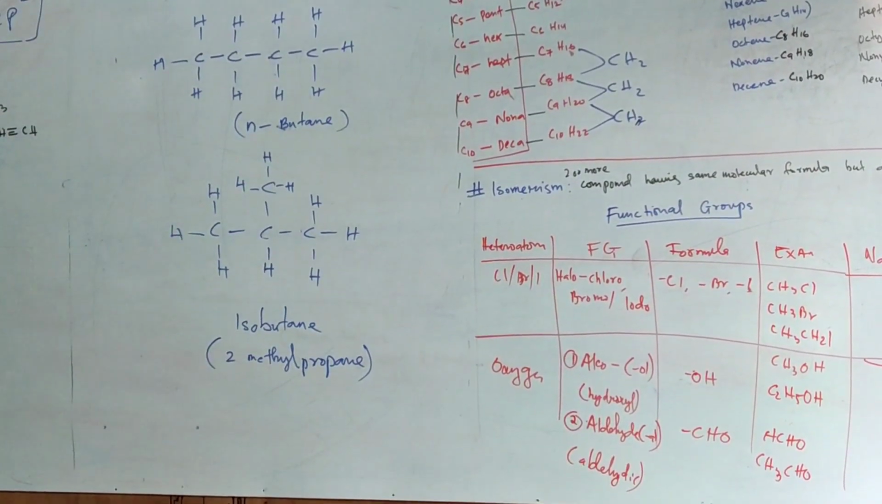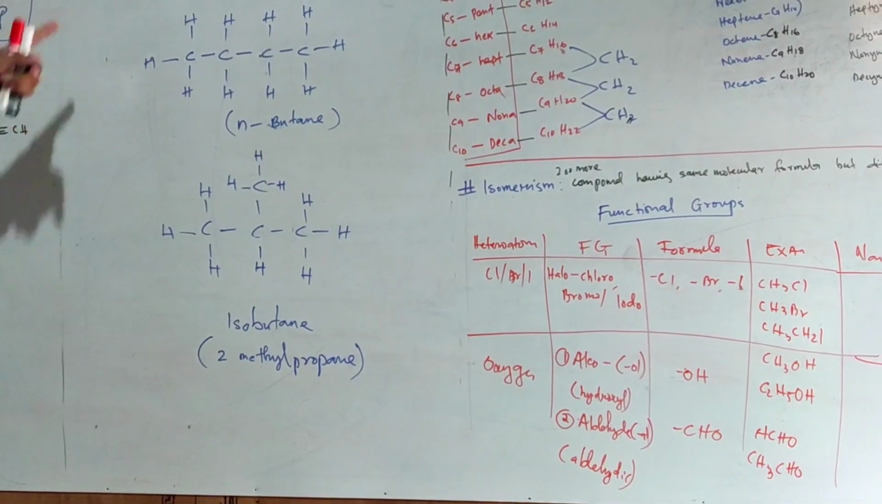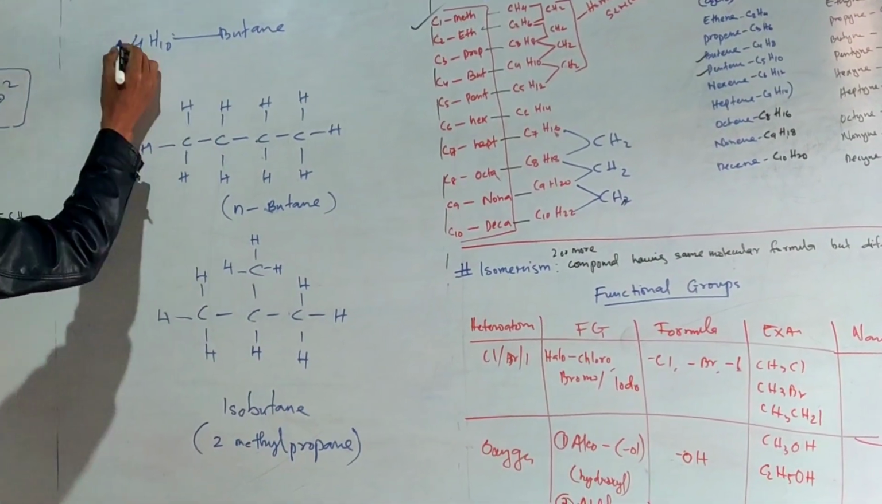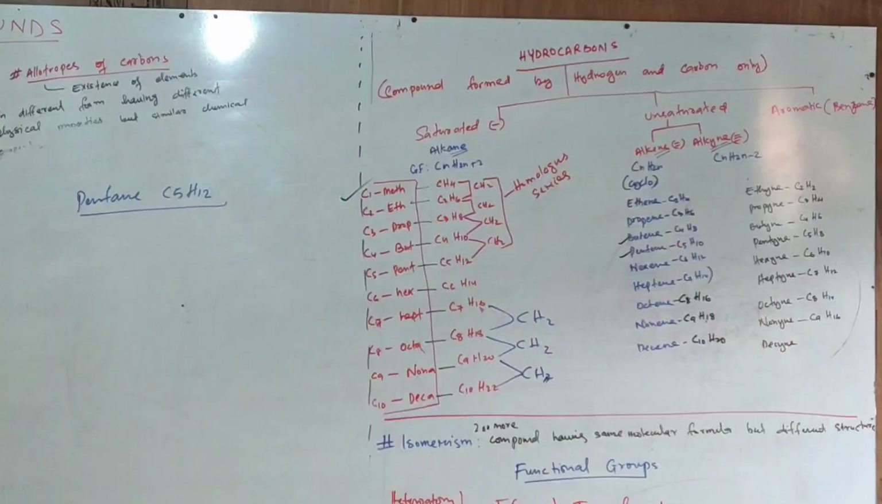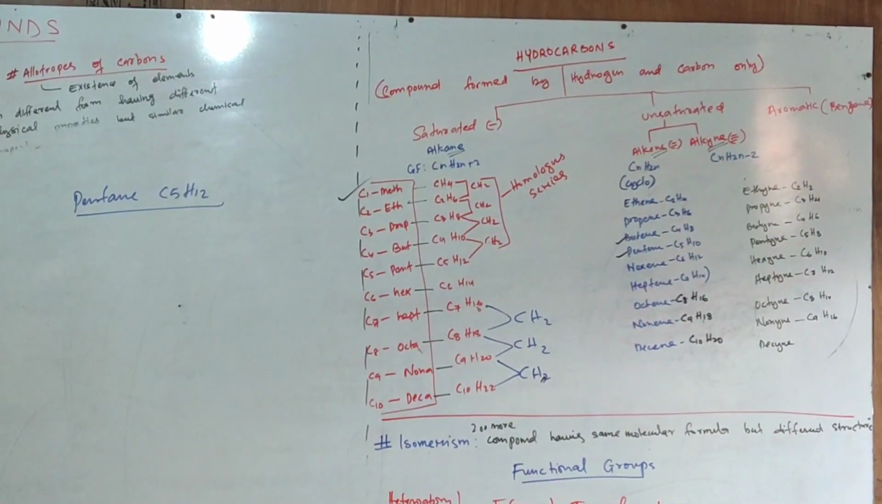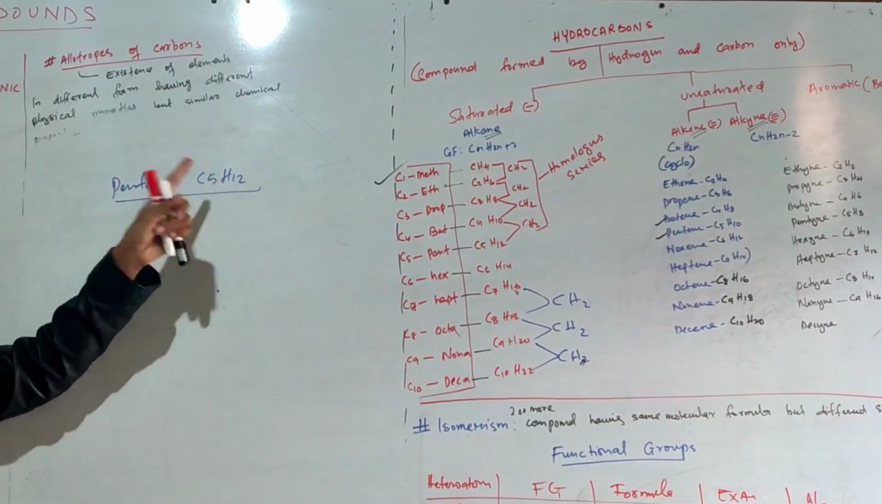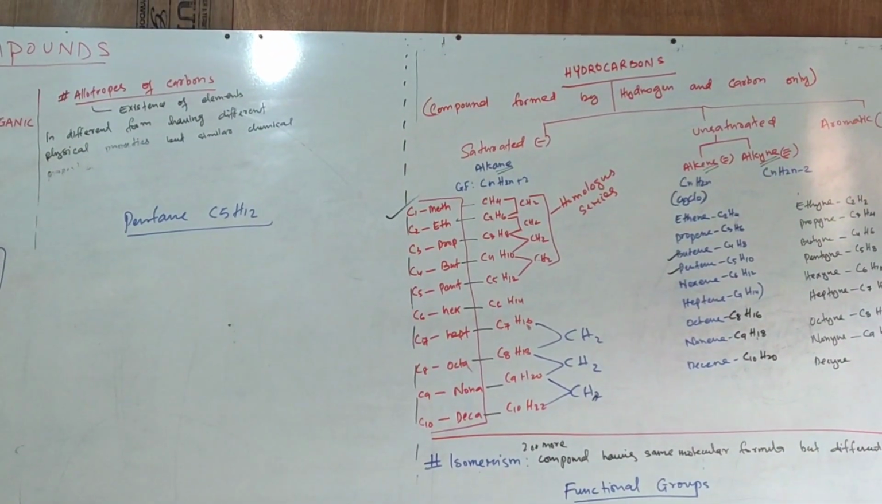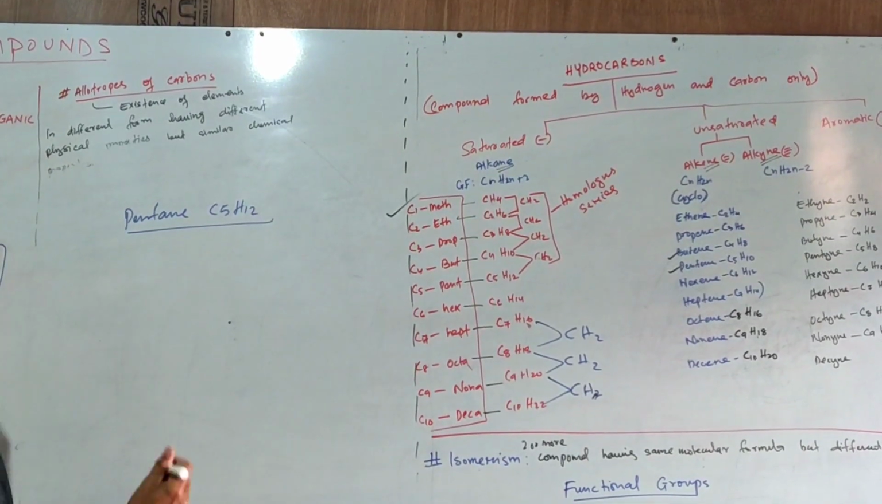2 methyl propane. It is two possible ways to write C4H10, that is butane. How to draw pentane, that is C5H12? How many possible isomers are there in pentane? Let's see. Okay, let us arrange.